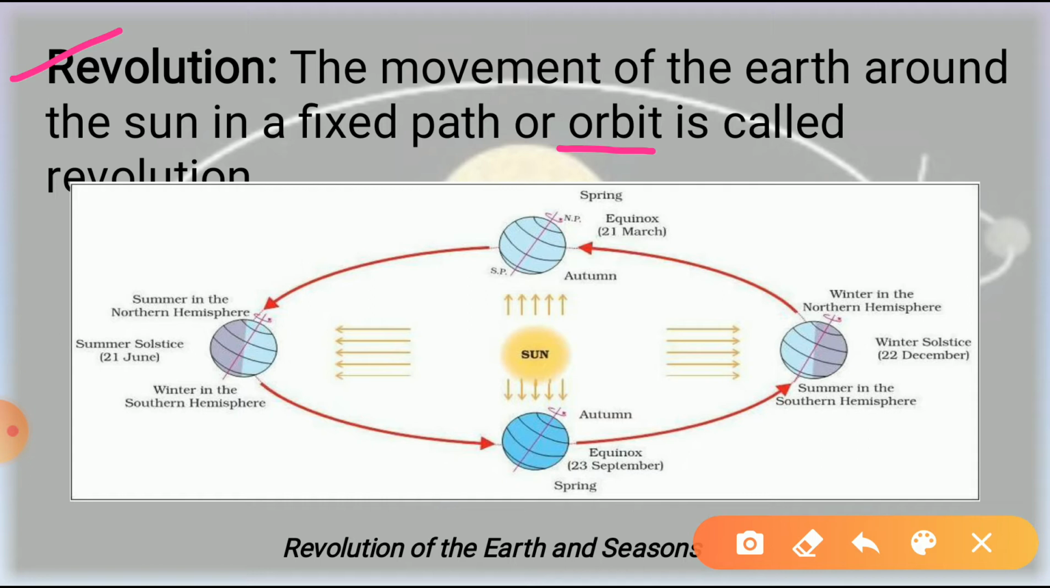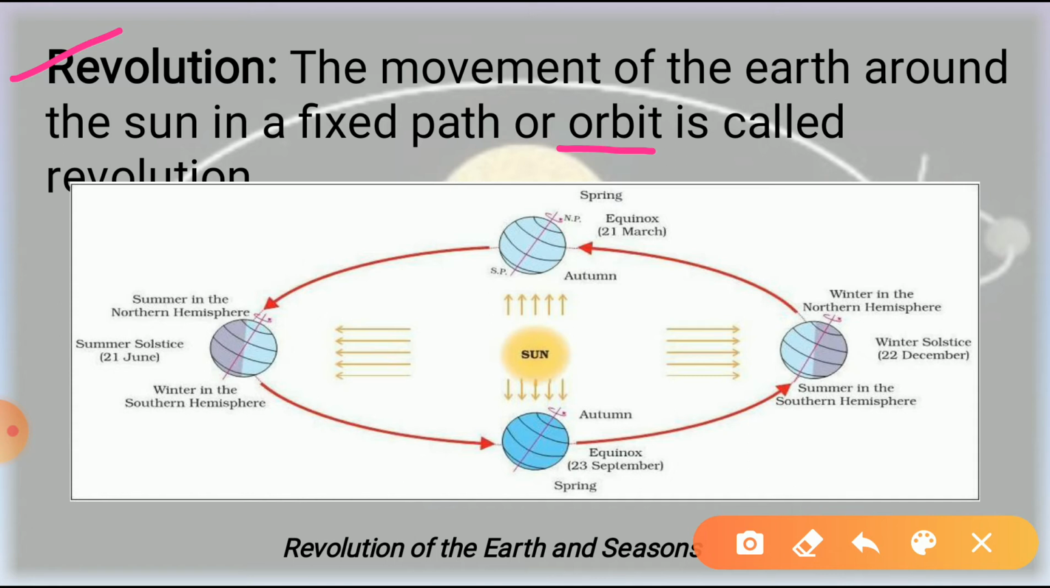The earth moves around the sun at an average speed of 29.8 km per second. And the gravitational pull makes the earth move faster when the earth is closer to the sun. Thus, the speed of revolution is not uniform.